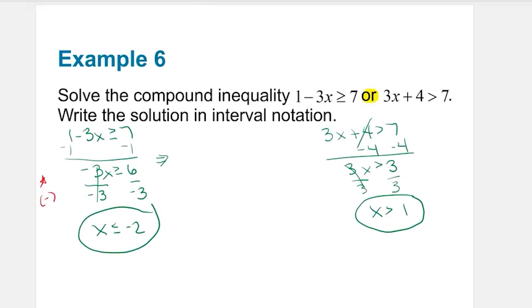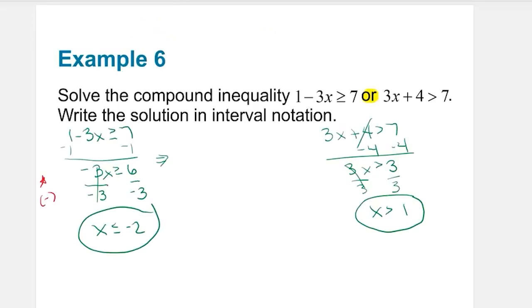And I have x is less than or equal to -2 and... So x is less than or equal to -2 and x is greater than 1. Is that right? X is greater than 1, x is less than or equal to -2. Okay, so again, we're going to start by putting it on our number line.